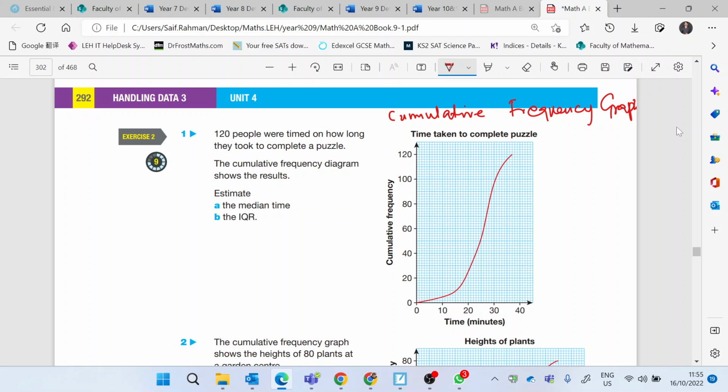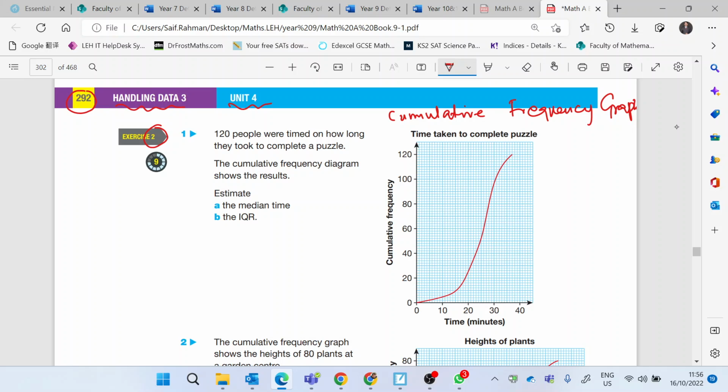So here we are in Excel Pearson Mathematics for IGCSE, page number 292, unit 4 in data handling 3. We are at exercise 2, and we are studying this question. 120 people were timed on how long they took to complete a puzzle. The cumulative frequency diagram shows the results.